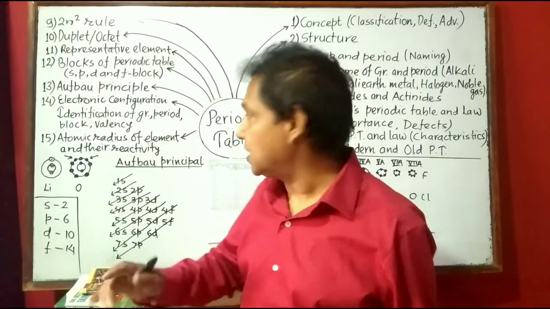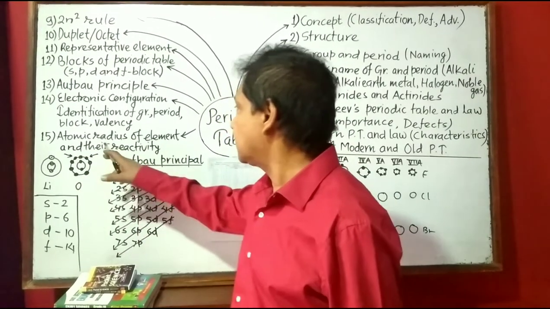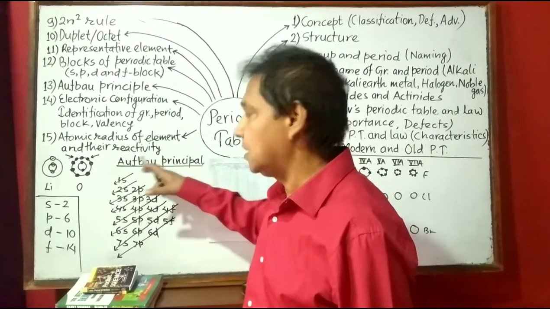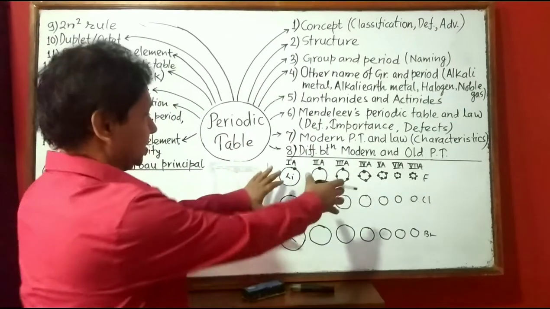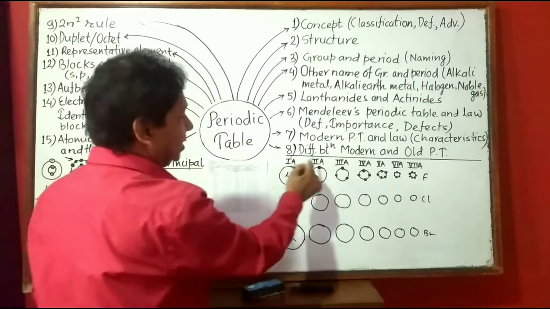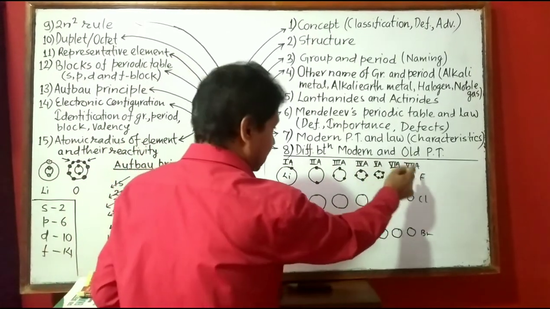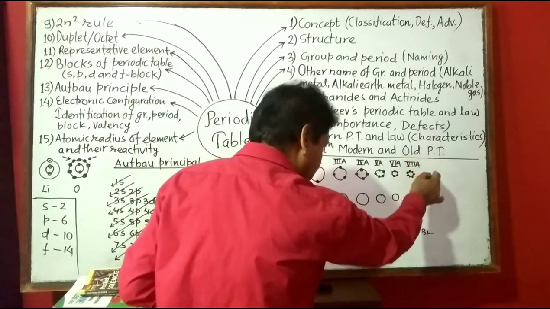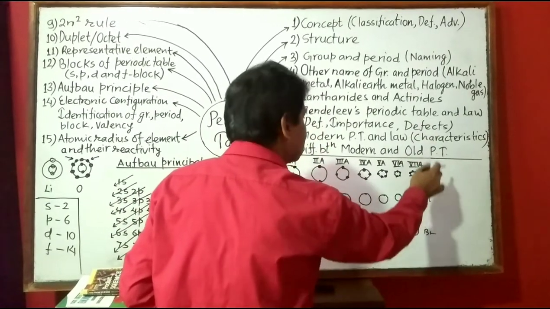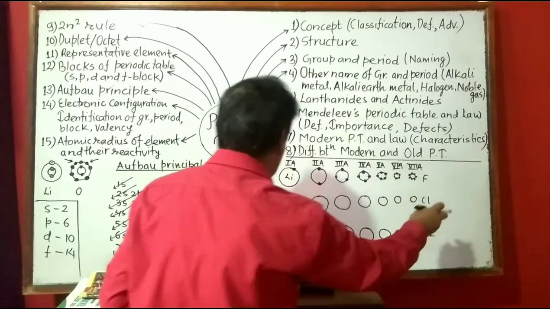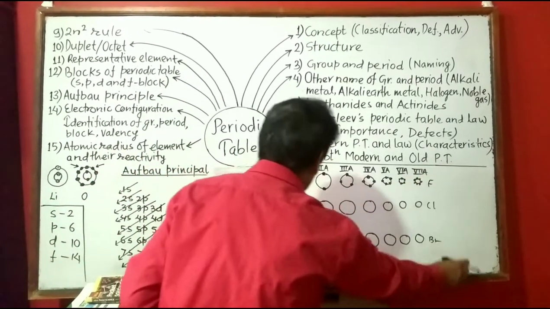The last point, that is point number 15. What is it? Atomic radius of elements and their reactivity. Look at this: Group 1A, 2A, 3A, 4A, 5A, 6A, and 7A. I haven't taken group 0 because group 0 elements are inert gases. They do not take part in chemical reactions. That's why I'm not writing it here.